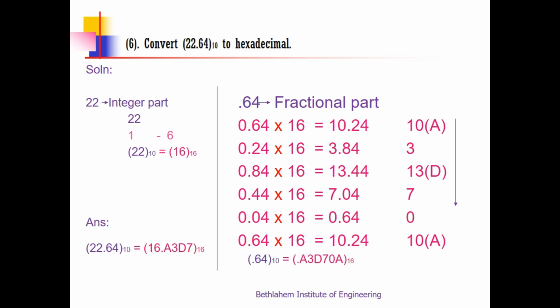Then you have to copy down 0.24 to the next step and multiply by 16. The product is 3.84. 3, the integer, I have to write behind this, and 0.84 you have to copy to the next step, and you have to follow the same procedure. Here you will get 13 as the integer. So 13 is in decimal form. You have to write the corresponding hexadecimal, that is D. And you have to continue till the fractional part becomes 0.